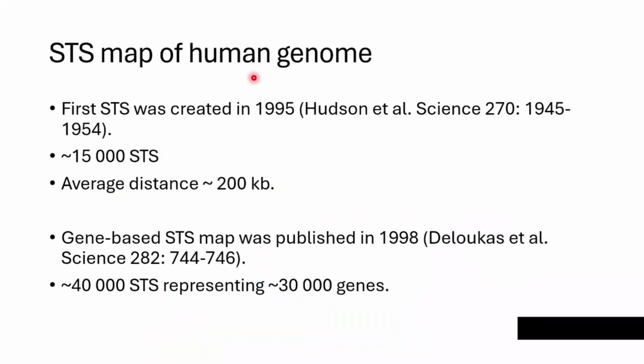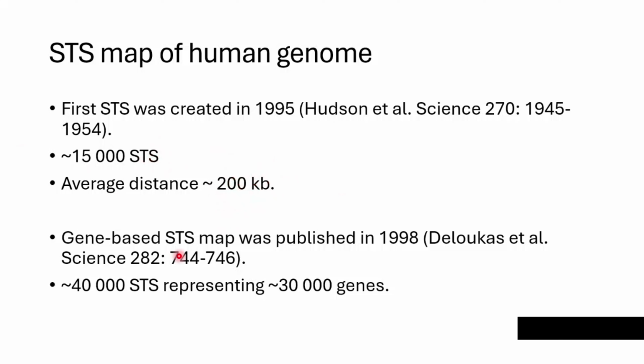Good. So the first map that was created was in 1995. It contained only 15,000 sequence tagged sites, and the distance between each site was approximately 200 kb. So you can imagine that some of these are actually longer than big parts of the genome. So this is why we call this a low resolution method.